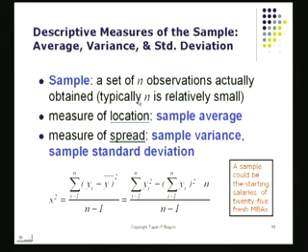A sample is of course only a subset. A sample is not the full population, it is only a subset. So, anything that I calculate from that sample will be qualified by calling it a sample average or a sample variance or a sample standard deviation. This is very, very important. And any quantity that I compute from sample values, those quantities are called statistics.